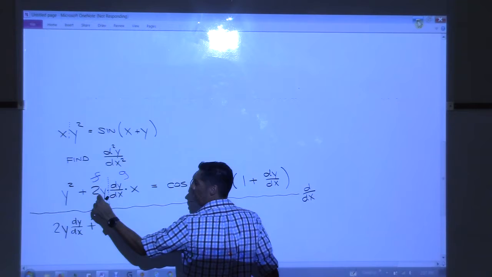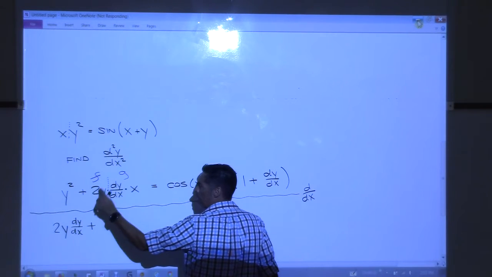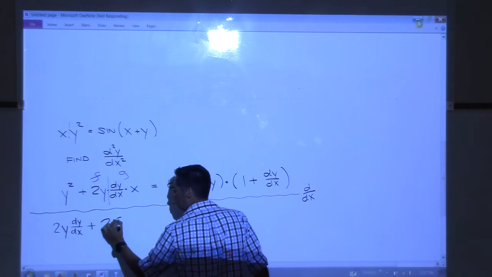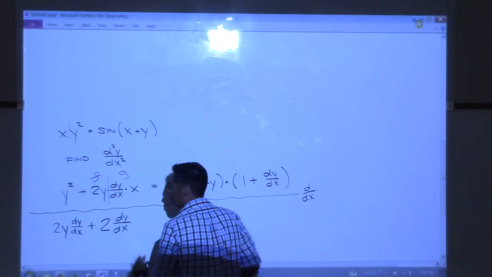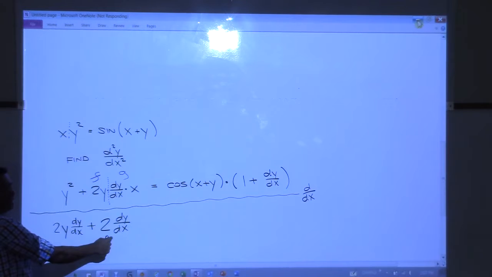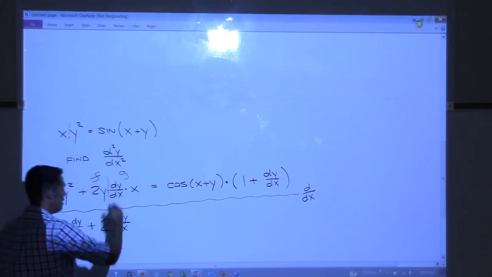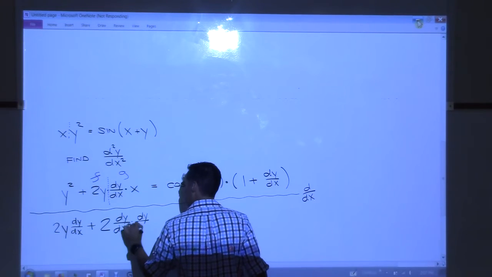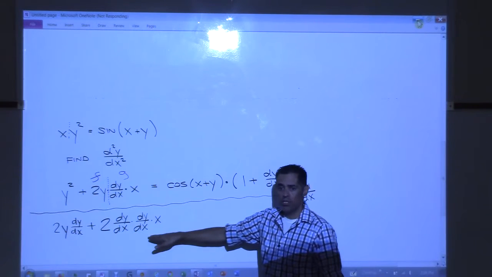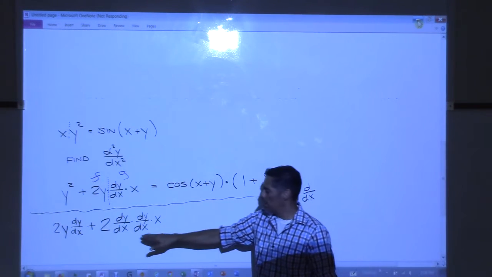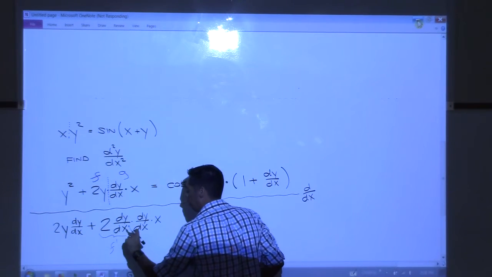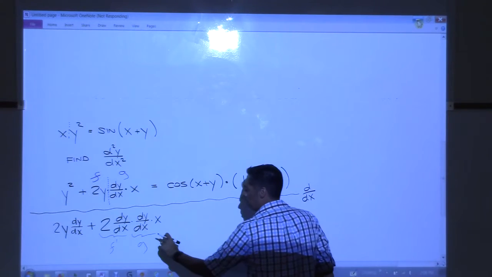So what is the derivative of this right here? We're going to do f prime g plus g prime f. So what's the derivative of 2y? 2 dy dx. 2 comes for the ride. The derivative of y with respect to x is dy dx. So that's f prime, times g, which is dy dx times x. That's f prime g. Now we do plus.